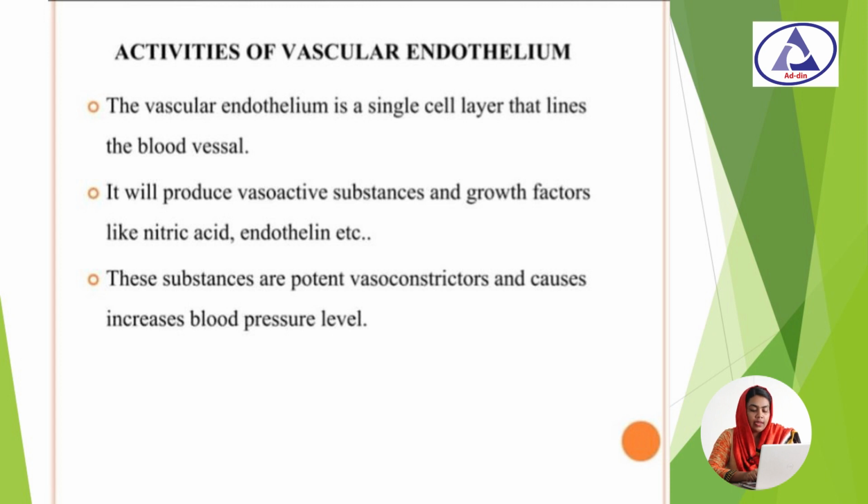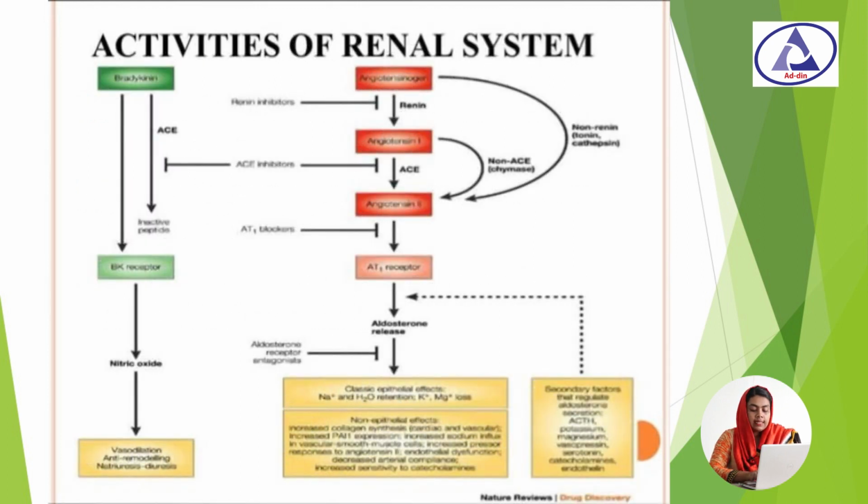Activities of vascular endothelium. The vascular endothelium is a single cell layer that lines the blood vessel. It will produce vasoactive substances and growth factors like nitric oxide and endothelin. These substances are potent vasoconstrictors and cause increased blood pressure level. This is the diagram showing the activities of renal system in case of maintaining the blood pressure.